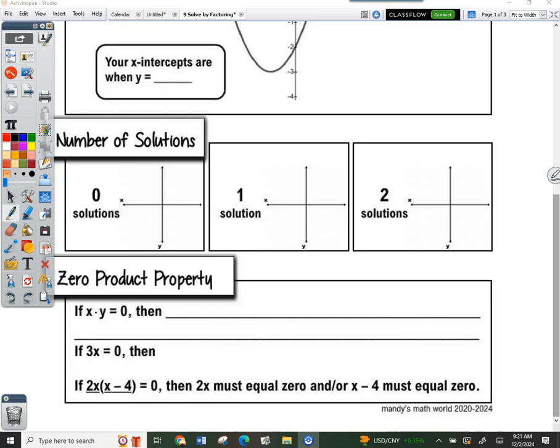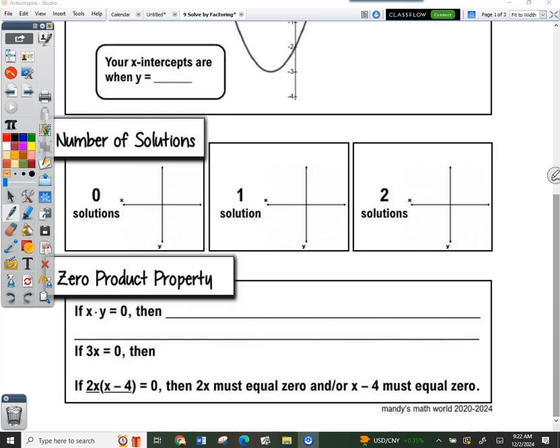Solutions to an equation, say it. Solutions to an equation. Not everybody said it. Solutions to an equation are where it crosses the x-axis. The x-axis. Okay?